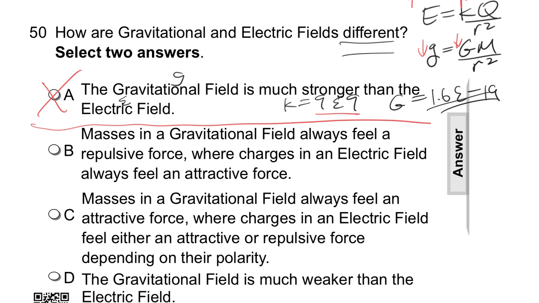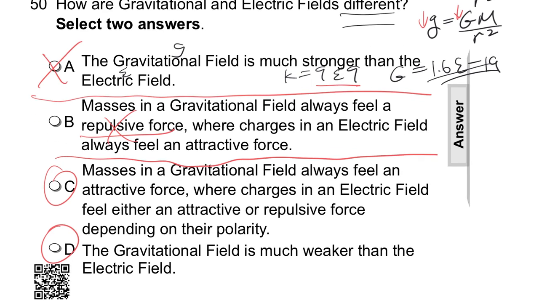Okay, reading choice B. Masses in a gravitational field always feel a repulsive force. They never feel a repulsive force. Gravity is always attractive. Electrical force could be repulsive or attractive. So C and D have to be right without me even having to read them, but let's read them anyway. Masses in a gravitational field always feel an attractive force, whereas charges in an electric field can feel either an attractive or repulsive force. Okay, so that's obviously true.